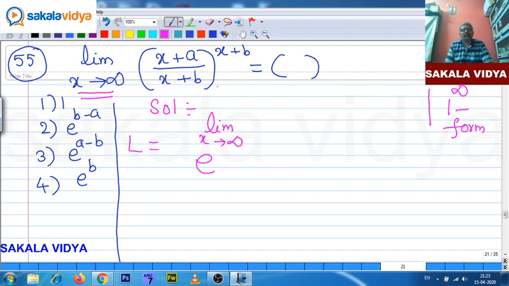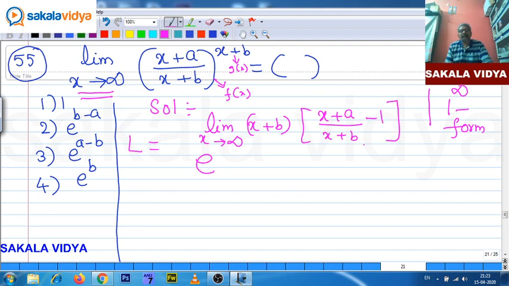This is called, for example, say this is f of x, say this is g of x, f of x to the power of g of x. G of x means x plus b into f of x minus 1, x plus a by x plus b minus 1. So, let it be simplified in the power only.